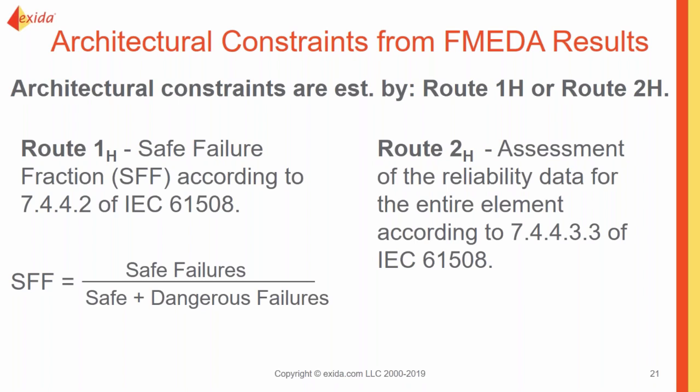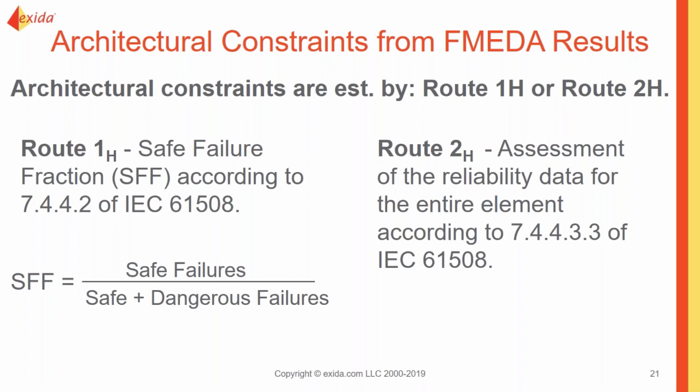So Route 1H is the safe failure fraction. You might be familiar with this. It is basically the ratio of what will cause a spurious trip or be detected before a problem could occur compared to all of the failures that could happen. And we look at those safe and dangerous failures from the FMEDA results. So if you are purchasing a device that is certified, the back of the certificate will have the failure rates that you can do your safe failure fraction calculation with.